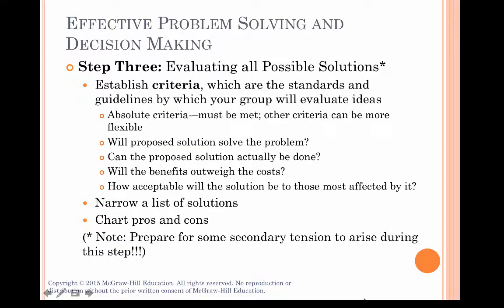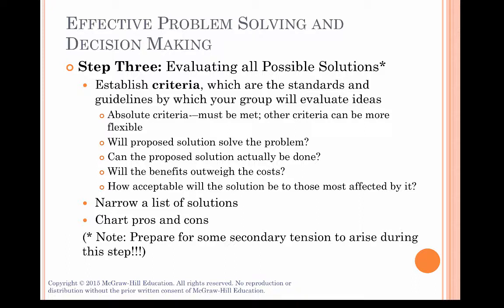Once your group has determined that they have exhausted all the possibilities, then you can proceed to step 3. Now, your group needs to look at all the solutions and evaluate them according to a set of criteria you're going to establish. These are standards and guidelines that you're going to use to determine the viability of each solution. Sometimes criteria are absolute.